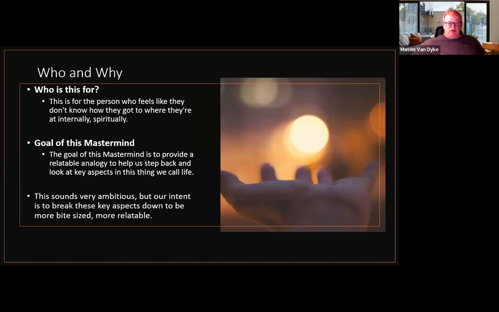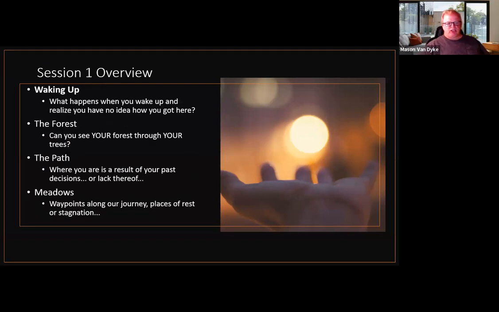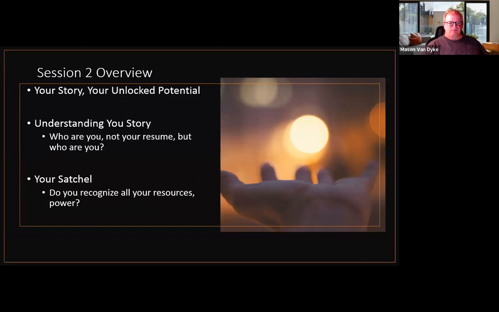And the goal is, I like analogies. I like analogies that we relate things to. In this case, my analogy is of a forest. So we're going to break these things down and take a look at it. So in the first session, we talked about when you realize this, what is the world around you? The fact is you're on a path which is a result of your actions or inactions. And the most dangerous thing is the meadows. These are stopping points along your way where either you're resting or stagnating. Stagnating happens all too often.